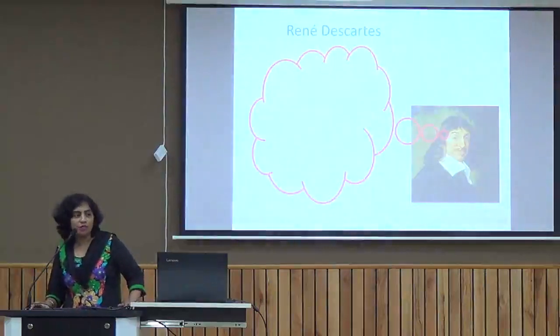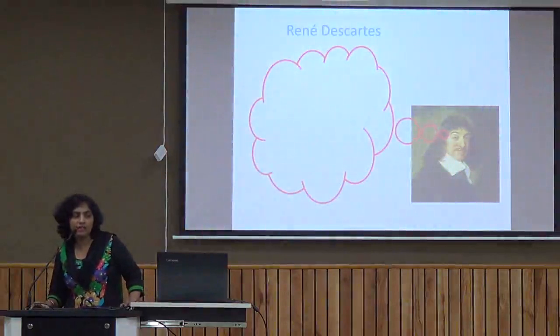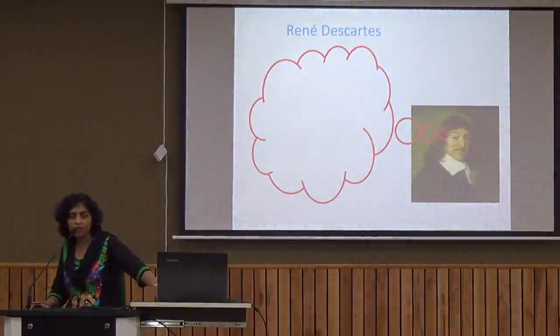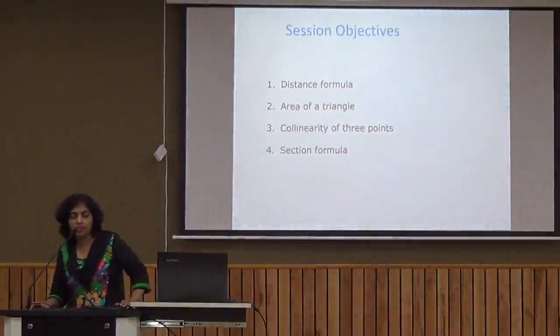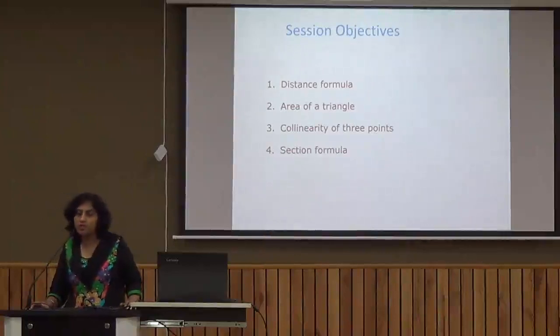Coordinate geometry was named in honor of René Descartes. He is considered by many to be the father of modern philosophy. He was also an outstanding mathematician. So let's start. Our session objectives are distance formula, area of triangle, collinearity of 3 points, and section formula.